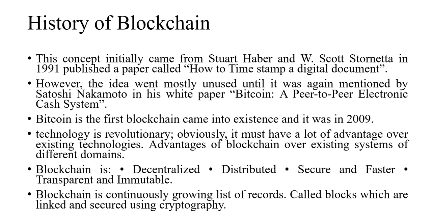So, Bitcoin is the first blockchain, which came into existence in 2009. This technology is revolutionary, and obviously it must have a lot of advantages over existing technologies. Advantages of blockchain over existing systems of different domains: blockchain is decentralized, distributed. It is more secure than other existing domains. It is faster. It is transparent, as well as immutable.